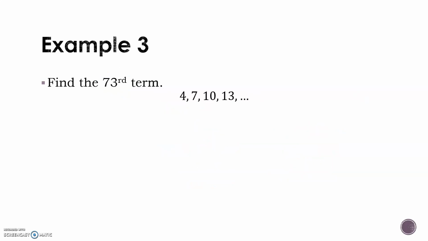All right, so a sub 1, that's what we always start with. A sub 1 is 4. My common difference is a positive 3. I'm adding 3 every time to get from one term to the next. So I get a sub n equals 4 plus n minus 1 times 3.